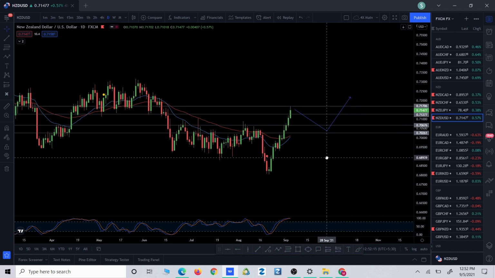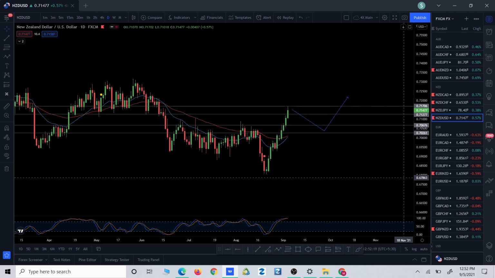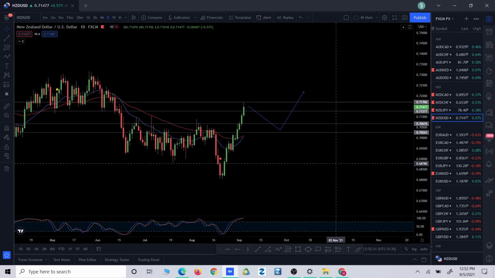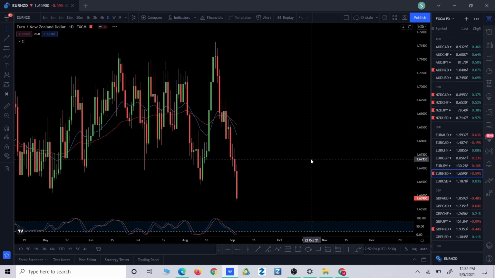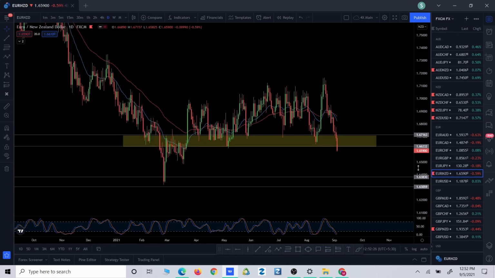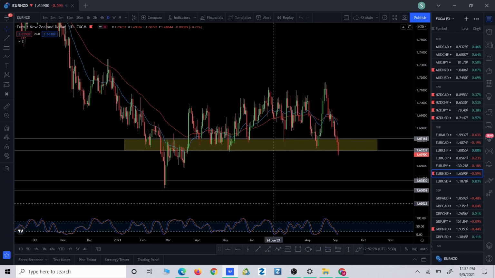So, I mean, these are going to be other confluences to look for long trades in this market. Next, we are going to talk about Euro New Zealand. Euro New Zealand, as we can see, the price was in a kind of uptrend, but broke and closed below the recent support. So let's check.